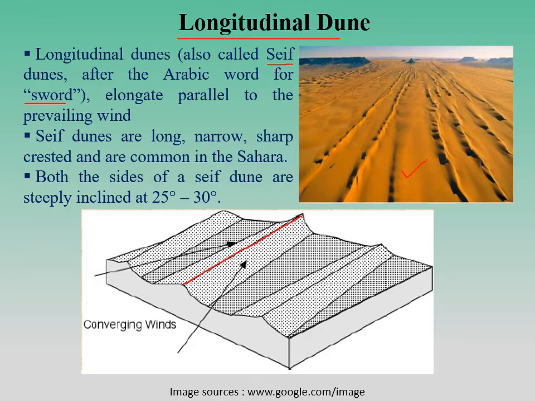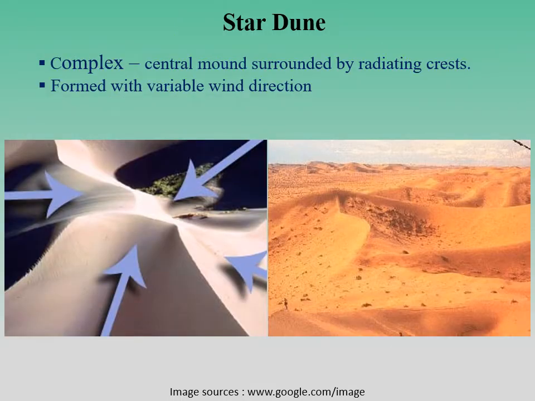And that produces the sif dunes. The two sides of these sif dunes, this side and this side, are steeply inclined at about a 25-degree to 30-degree angle with the horizontal surface. The next type is known as star dune, where the variation of wind blow direction is highly varied.